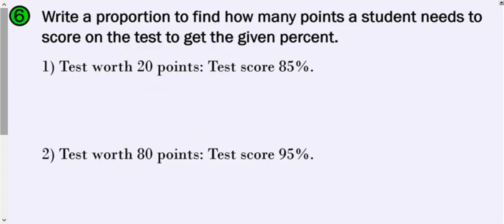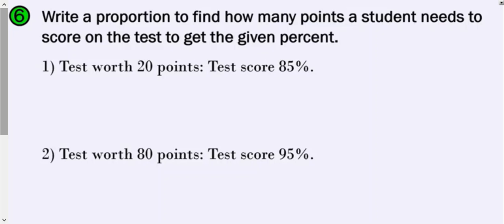Alright. Now we're going to look at a couple different examples. We're going to write a proportion to find how many points a student needs to score on the test to get the given percent. So a test worth 20 points and the test score is 85%. On the first example, the test is worth 20 points and the test score is 85%.